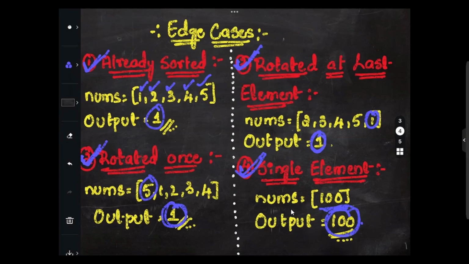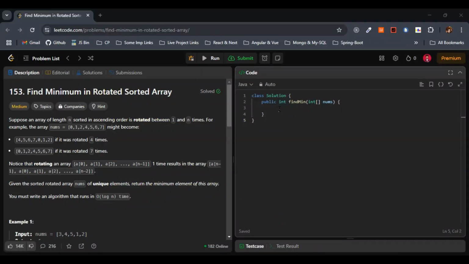Now let's start writing the code. The first thing is we have to initialize the left and right pointers. So I'll go with left equals 0, right equals 0. We are initializing the left and right pointers with 0 initially.